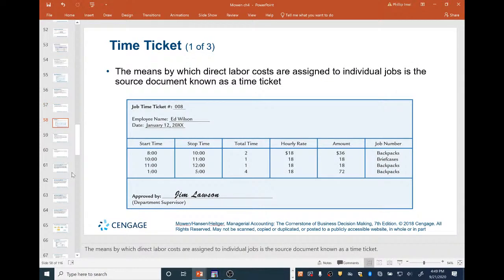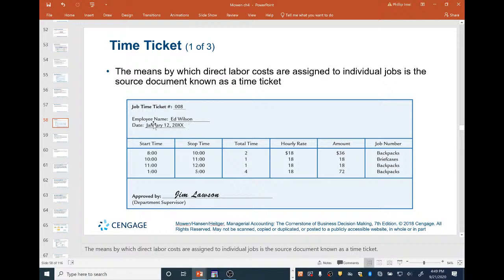Okay, next, the time ticket. This pretty much is like a time card for working. If you're on an hourly instead of salary, you have to clock in, clock out, punch in, punch out, however you want to talk about it. You have your start time, your stop time, and obviously it's job time ticket.